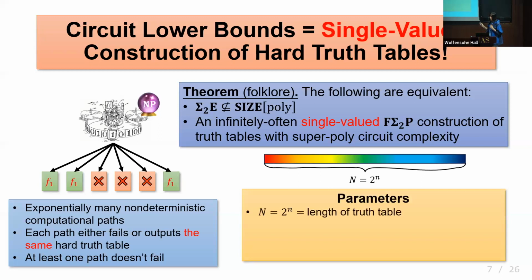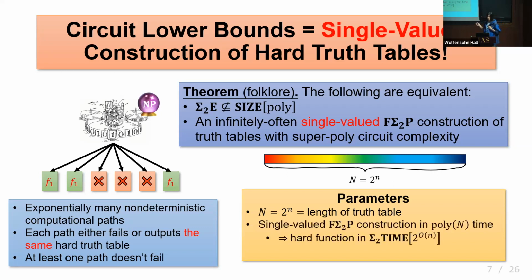I think I also want to clarify the parameters here. So the truth table length we will denote by capital N, and the truth table is a function over little n input bits. So capital N is 2 to the little n, and by single valued FΣ2P construction, we really mean polynomial time in the length of the truth table. So it's poly capital N, and it corresponds to a hard function in Σ2 time 2 to the little n. And the circuit complexity is measured with respect to little n. So it's something like super poly in little n, which is super polylog in capital N.